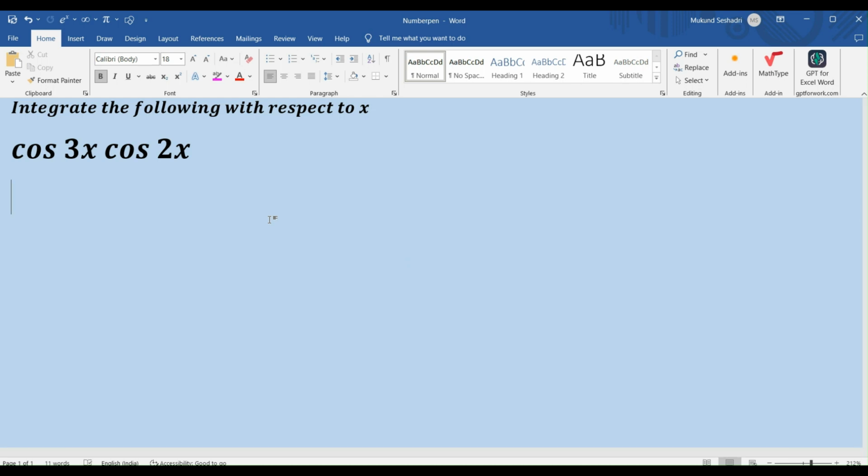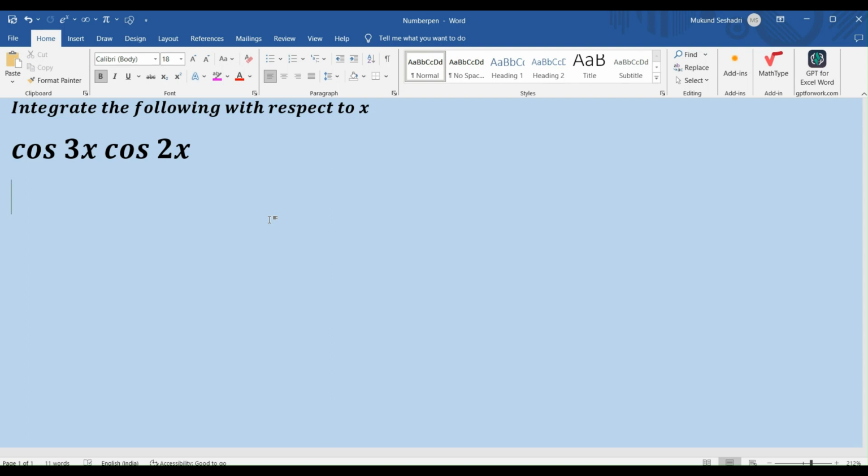So there we have the problem on the screen. Integrate the following with respect to x. We have cos 3x into cos 2x, right? So it looks like we cannot jump directly to an answer. We have been given dy by dx. So my y is nothing but the integral of this particular expression, cos 3x cos 2x, right?